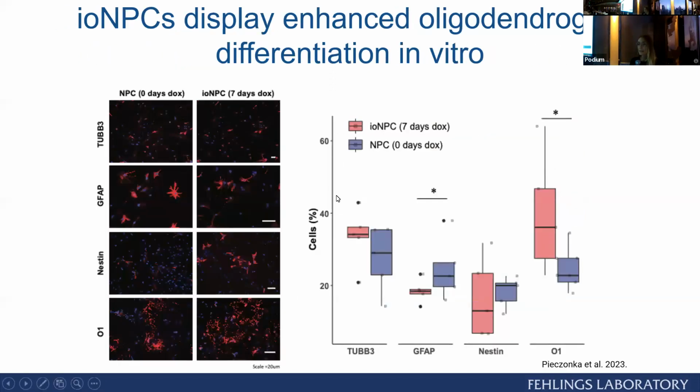So next, we aim to assess the differentiation capacity of the cells in vitro. And so we differentiated IONPCs as well as NPCs as a control and stained for beta-3-tubulin, a neuronal marker, GFAP, an astrocyte marker, Nestin, a progenitor marker, as well as O1, which is an oligodendrocyte marker. And here we have the quantification results. As you can see in this pink or reddish color here, we did in fact find that the IONPC group gave rise to a greater proportion of O1 positive oligodendrocytes compared to the NPC control group.